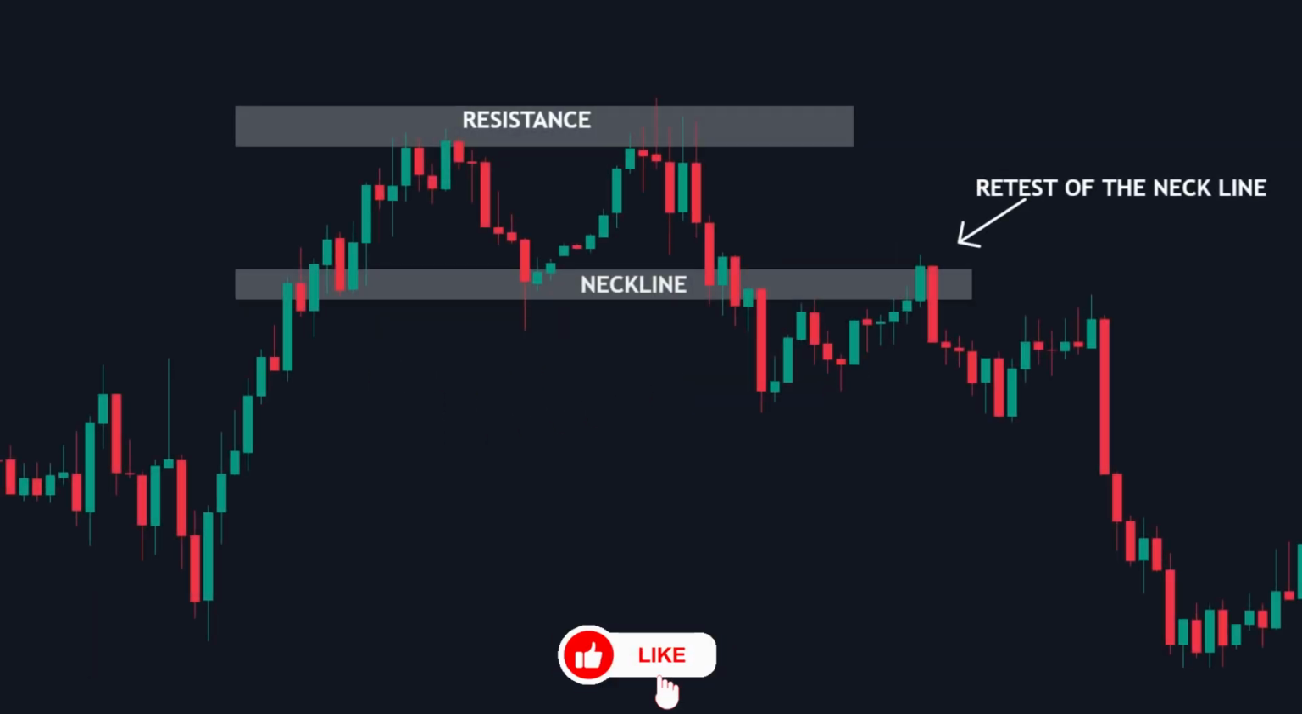1. The uptrend. It all starts with a strong uptrend. The price is pushing higher and the market is in an optimistic mood. Buyers are in control.